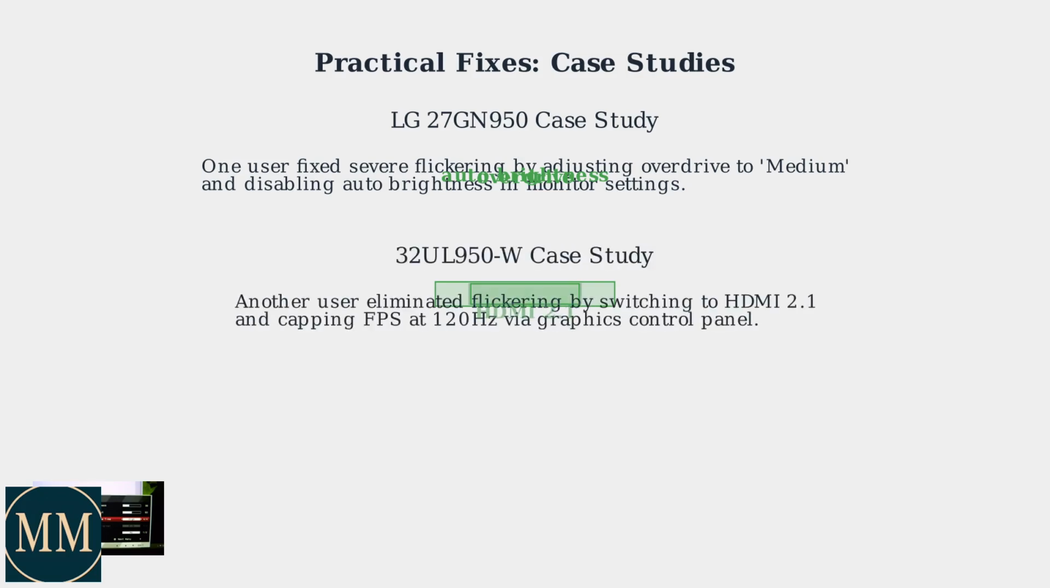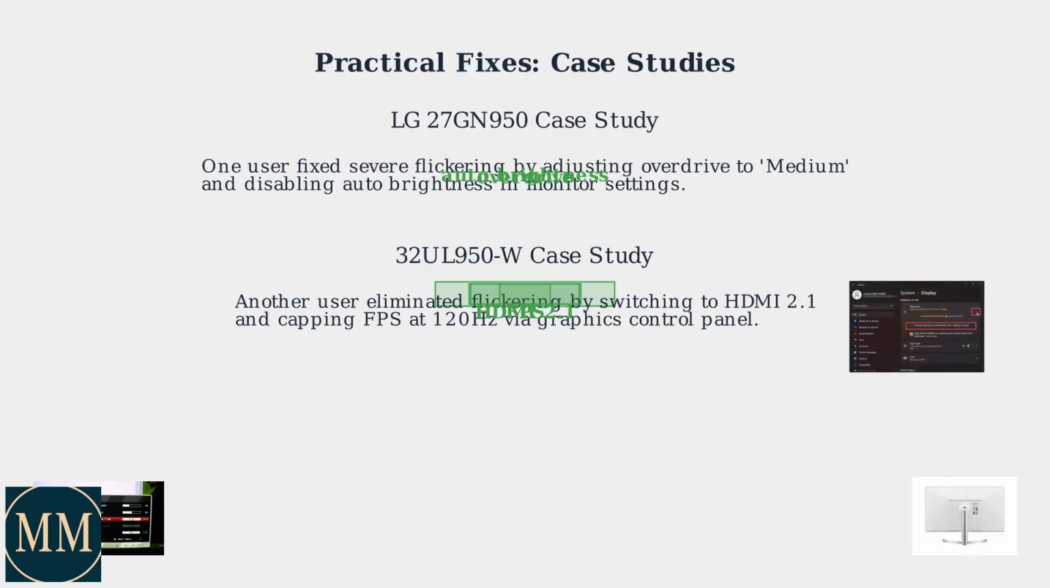Many users have successfully resolved LG monitor flickering through targeted adjustments. In one case study, a user with an LG 27GN950 monitor fixed severe flickering by adjusting the overdrive setting to medium and disabling auto brightness in the monitor's OSD menu. In another example, a user with a 32UL950W UltraWide monitor eliminated flickering by switching to HDMI 2.1 connection and capping frame rate at 120 Hz through the NVIDIA control panel.